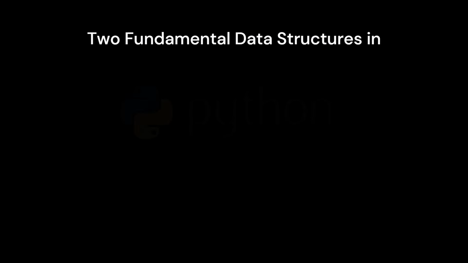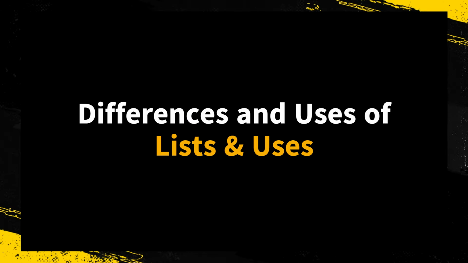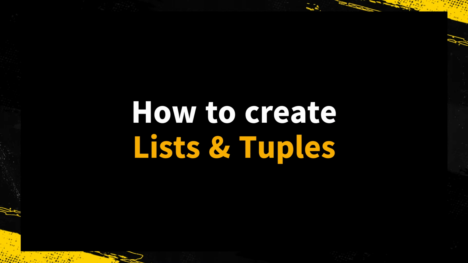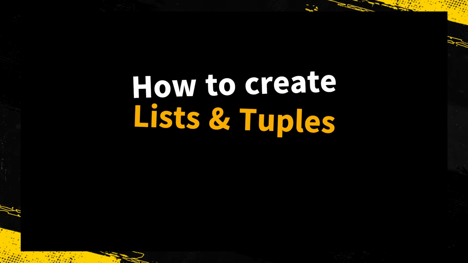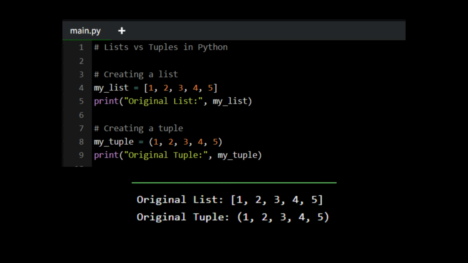So today we're going to talk about two fundamental data structures in Python, lists and tuples. By the end of this video, you'll understand the key differences between them and when to use each one. So let's start off. Here's how to create a basic list and tuple. In this code, we created a list called myList and a tuple called myTuple, both containing the numbers 1 to 5.